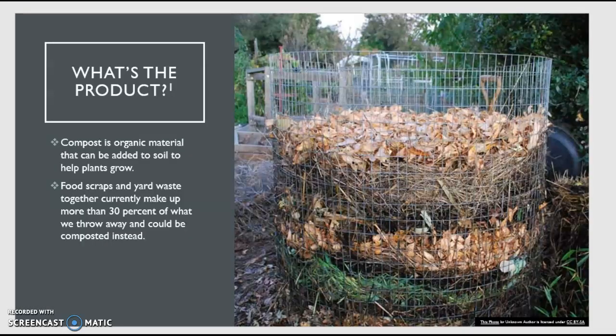So, what's in the actual compost? Compost is an organic material that can be added to soil to help plants grow. So usually you'll see food scraps and yard waste that will be added to a compost, and that by itself makes up more than 30% of what we throw away and could be composted instead. So that's telling you a lot, like your food waste and everything.